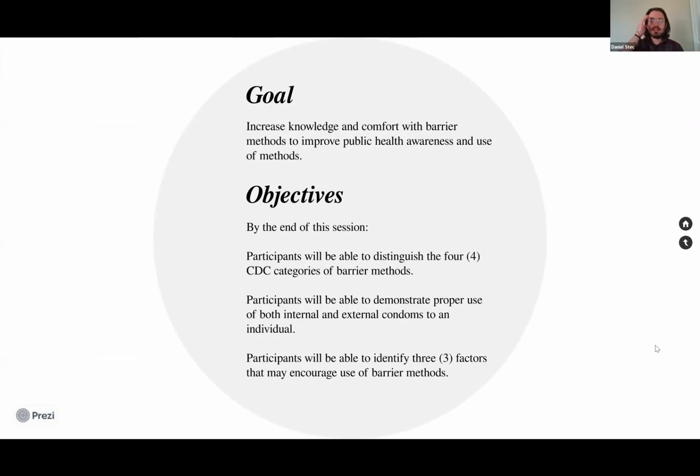Okay, so what exactly we're going to be talking about today. Our goal is to increase your knowledge and comfort with barrier methods to improve public health awareness and use of these methods. So our objectives, by the end of the session, you should be able to distinguish 4 of the CDC categories of barrier methods. You should be able to demonstrate proper use of both internal and external condoms, and then also be able to identify 3 factors that may encourage use of barrier methods.